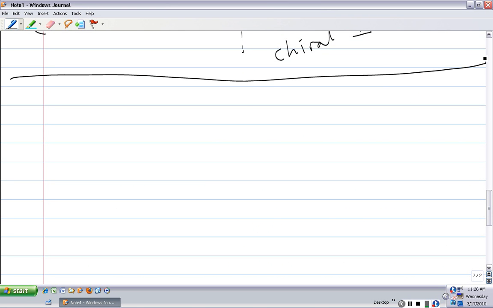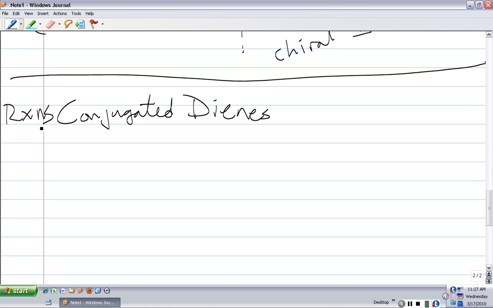So we're going to look at the chemistry of the conjugated dienes. And there are two reactions of conjugated dienes that we are interested in. So these are reactions of conjugated dienes. One is called polar addition. And I'm just going to recap.